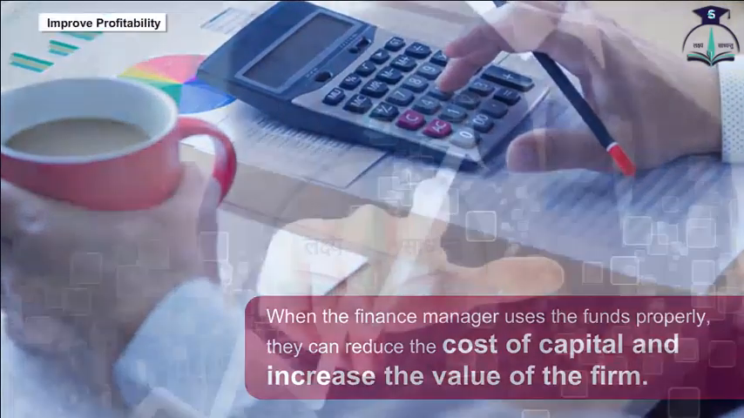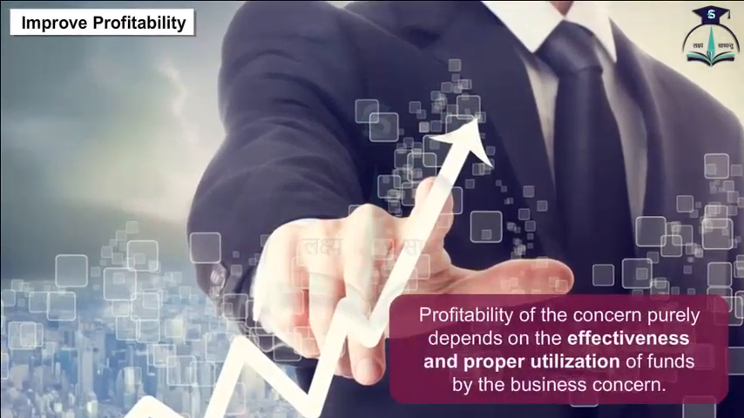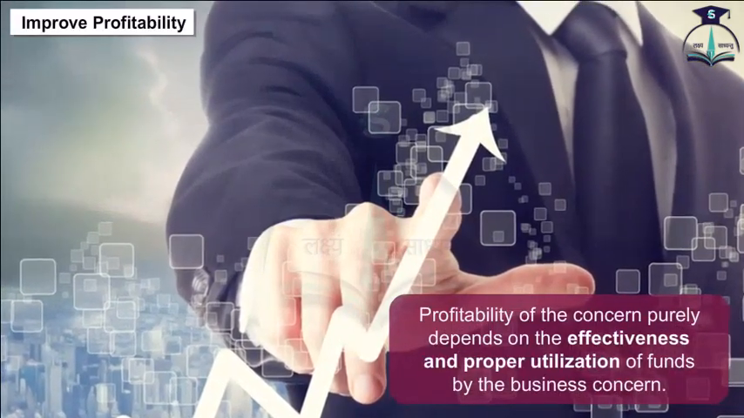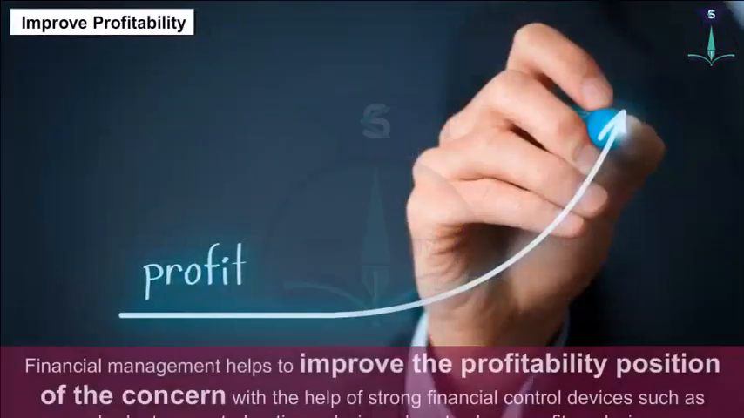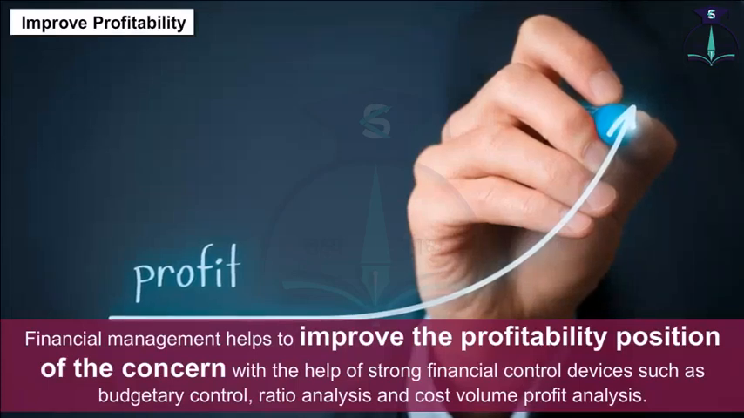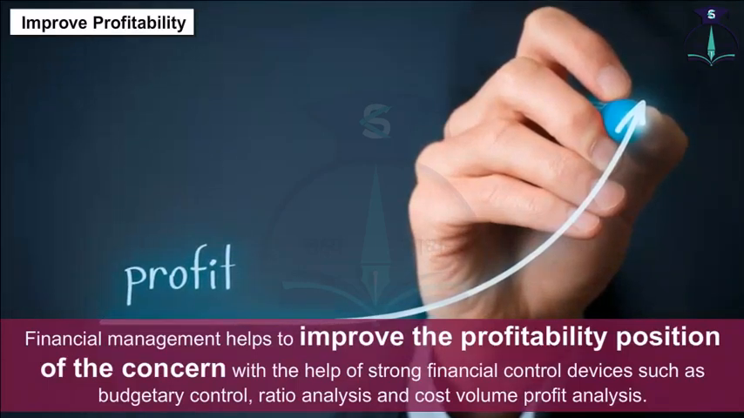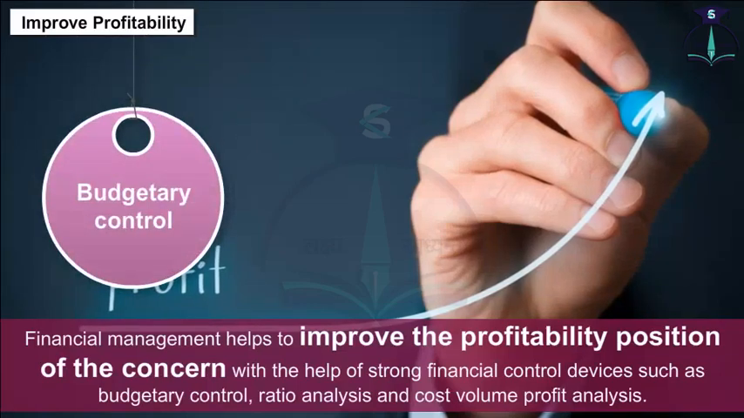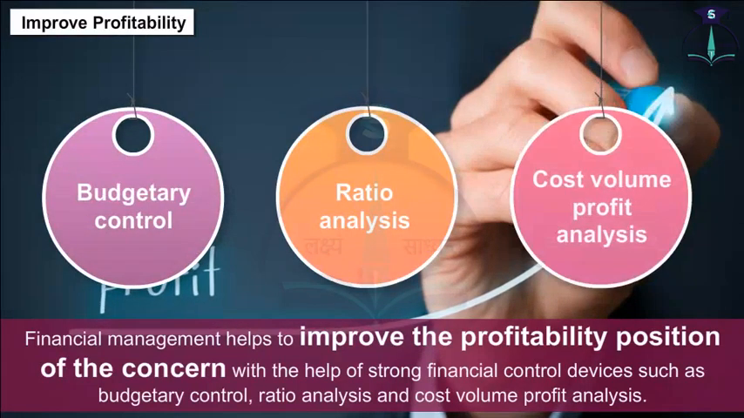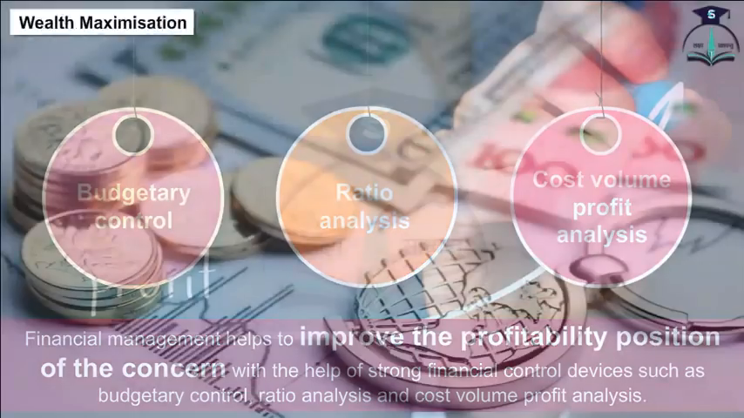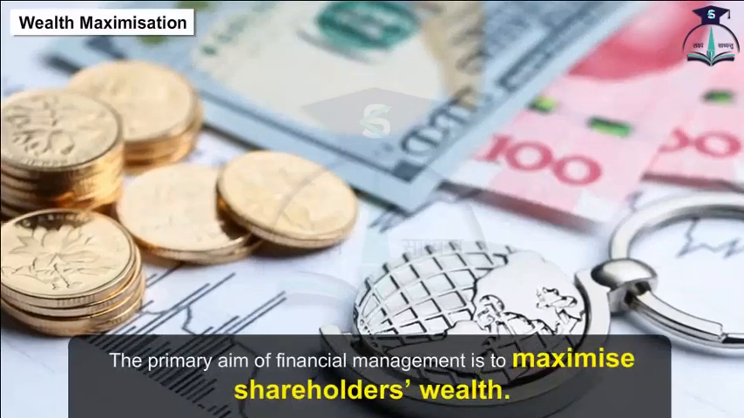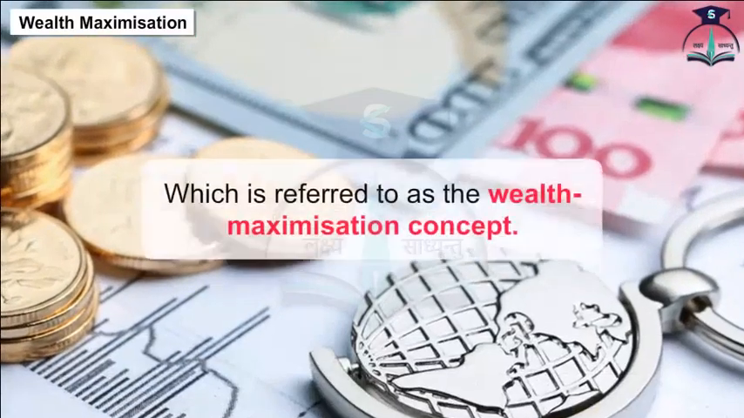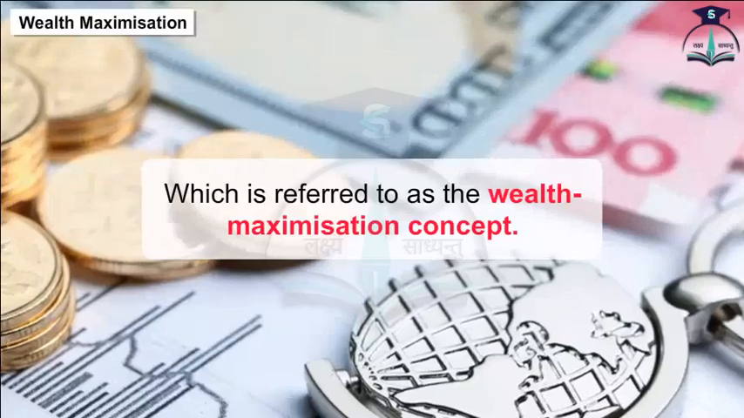the firm. Improve profitability. Profitability of the concern purely depends on the effectiveness and proper utilization of funds by the business concern. Financial management helps to improve the profitability position of the concern with the help of strong financial control devices such as budgetary control, ratio analysis, and cost-volume profit analysis. Wealth maximization. The primary aim of financial management is to maximize shareholders' wealth, which is referred to as the wealth maximization concept.